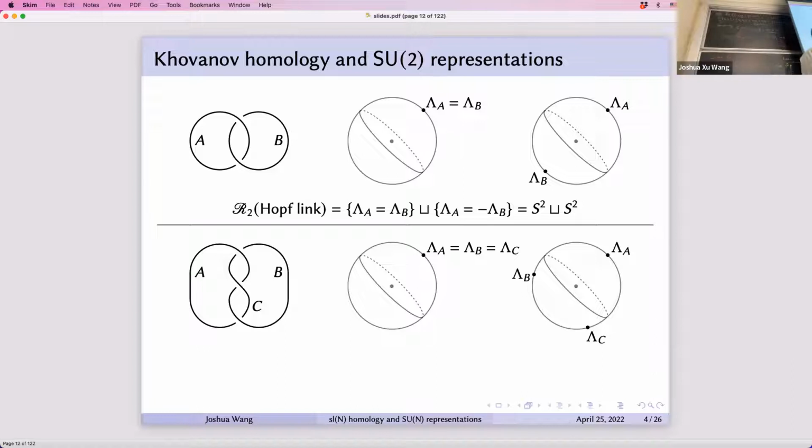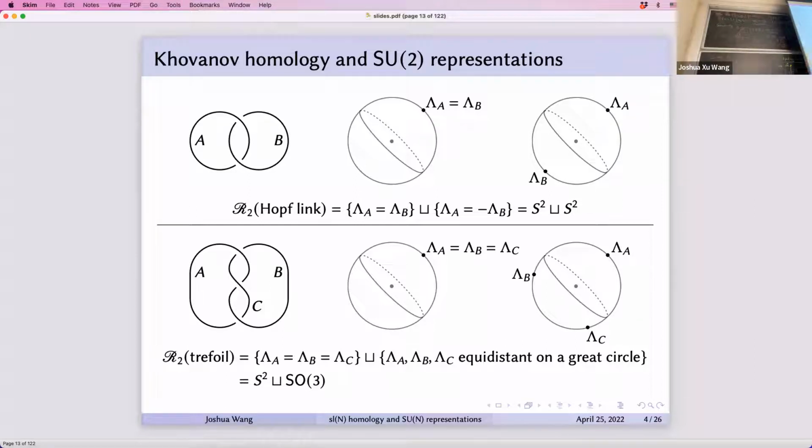For this diagram of the trefoil, there are three arcs. So we're looking for three points on the sphere. And each of the crossings tells you that rotation about one of them has to swap the other two. And so one possibility is they're all at the same location. But it turns out the only other possibility is that they're equidistant on a great circle. And so the representation space consists of an S2, and then all of the points that are equidistant on a great circle, and you can check that you can identify it with SO3. Okay, so that's what this representation space is.